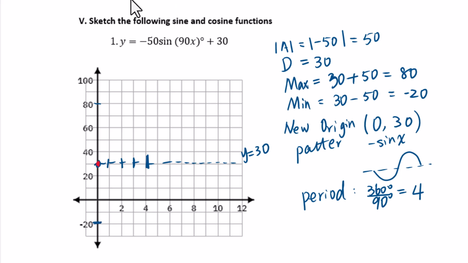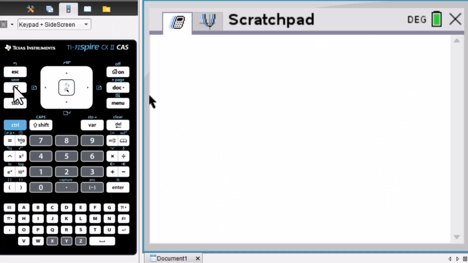From 0, 0: minimum, midline, maximum, then the value on the midline. Sketch the graph like this. We can use this pattern to sketch another cycle. We still use the scratch pad.